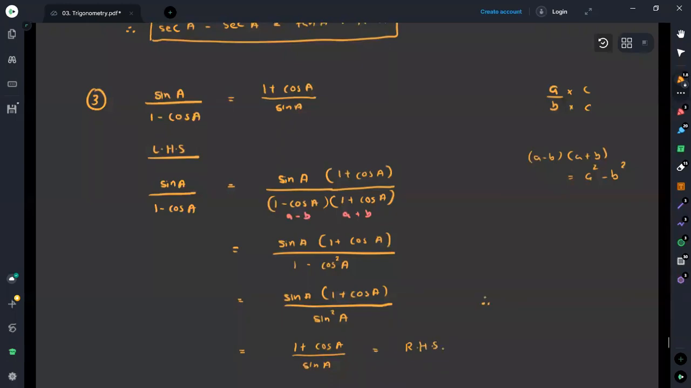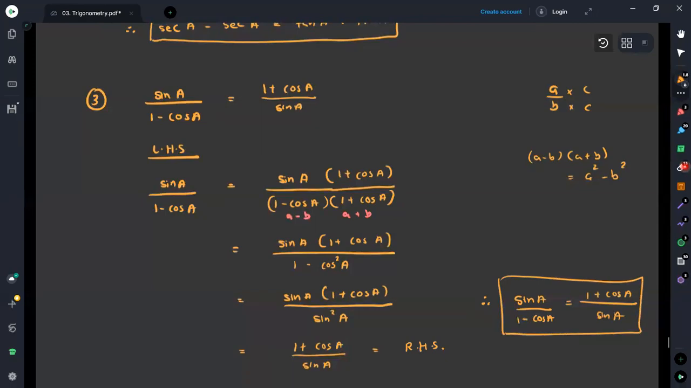Therefore, what we can say is sine A divided by 1 minus cosine A is equal to 1 plus cosine A divided by sine A. Therefore, this is what we were going to prove here.